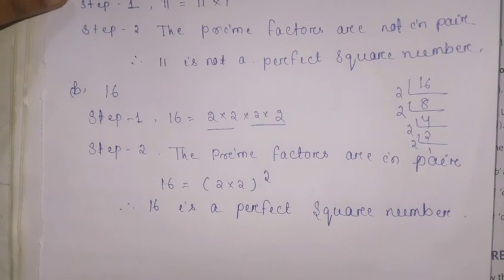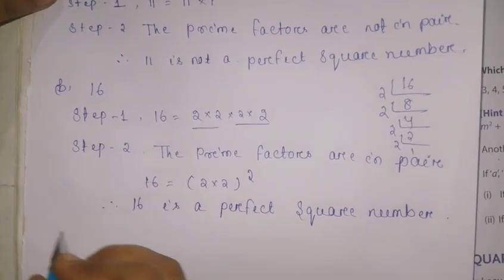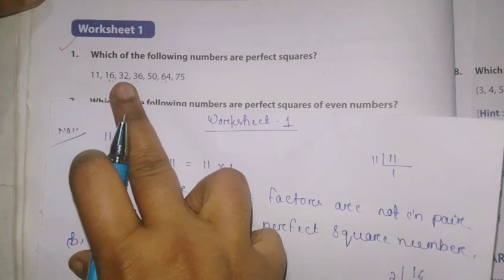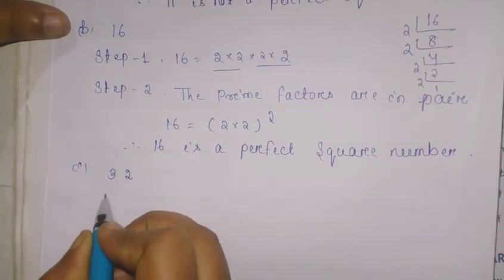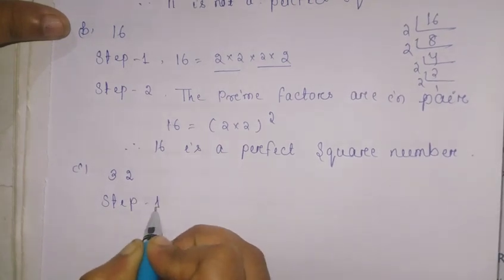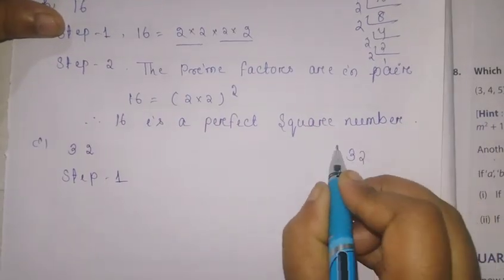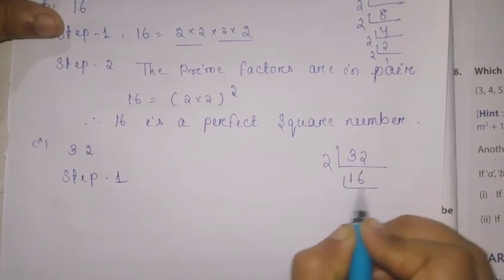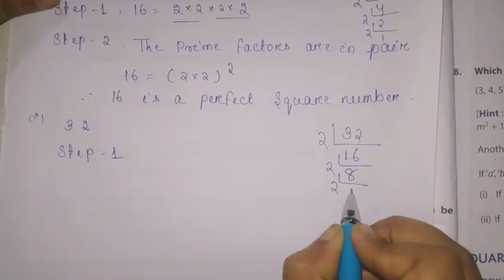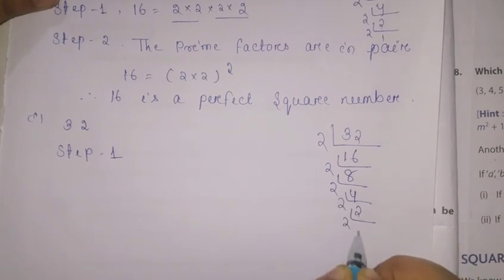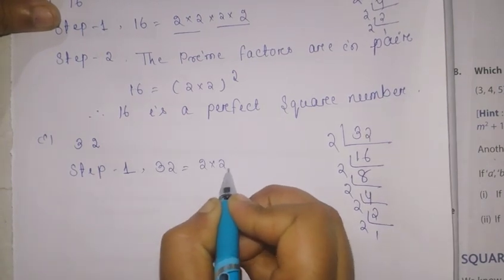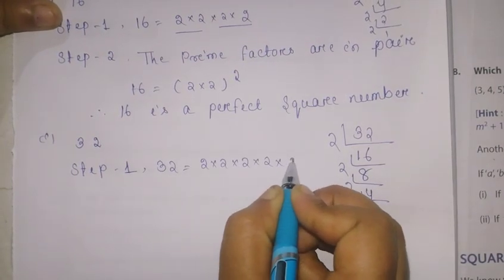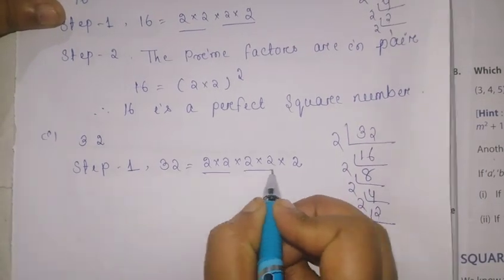Then we solve C. 32. Step 1. First we find its prime factorization. 2 6s are 12, then 2 8s are 16, then 2 4s are 8, then 2 2s are 4, then 2 1s are 2. 32 equal 2 into 2 into 2 into 2 into 2. Then we make its pair.